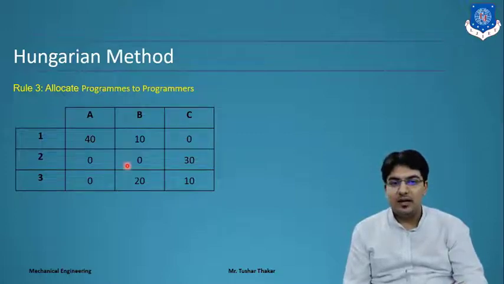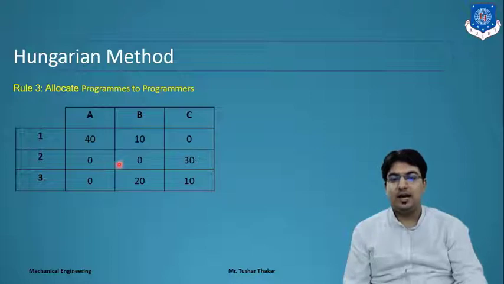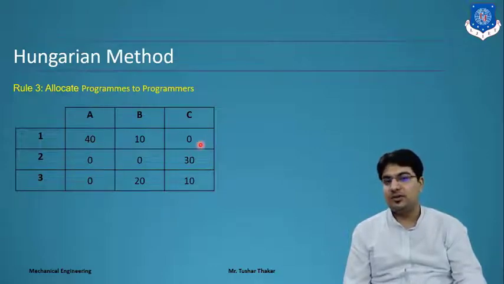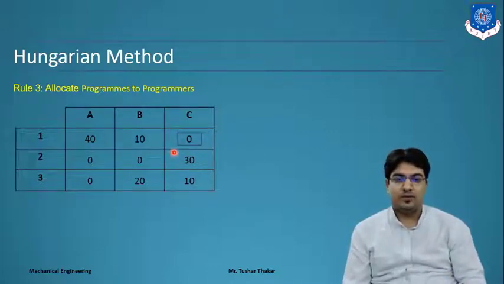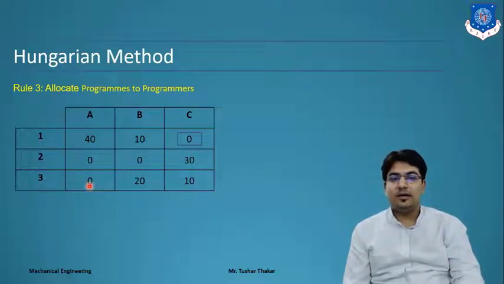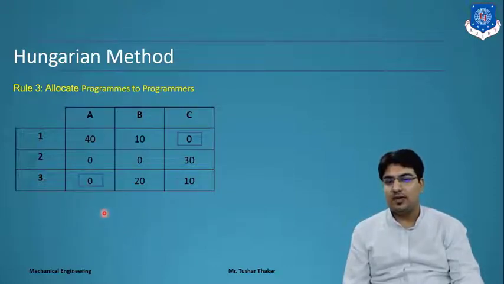Here we have two zeros, but we have to allocate at this 0. We have to allocate program 2 at last, because we have two zeros there, and only one 0 here. So we allocate over here. We make a square box on the 0. Next, in row 3 only one 0 is contained, so we give the allocation over here.